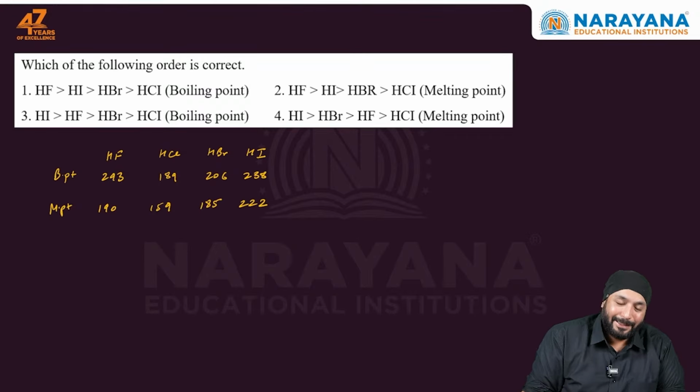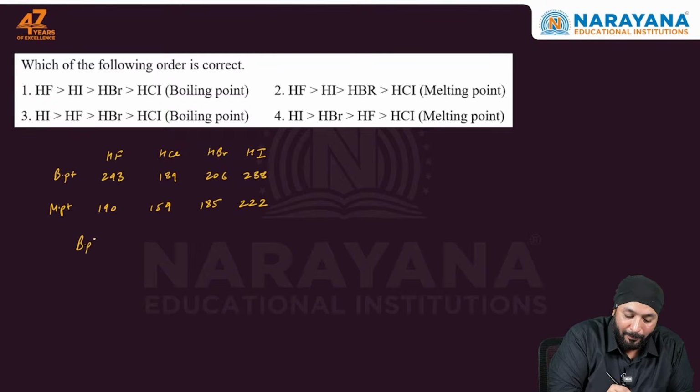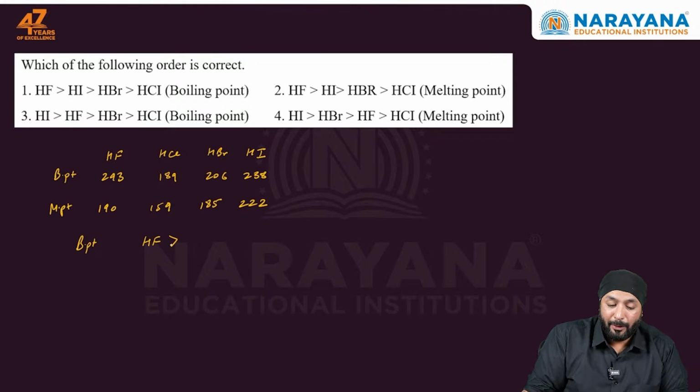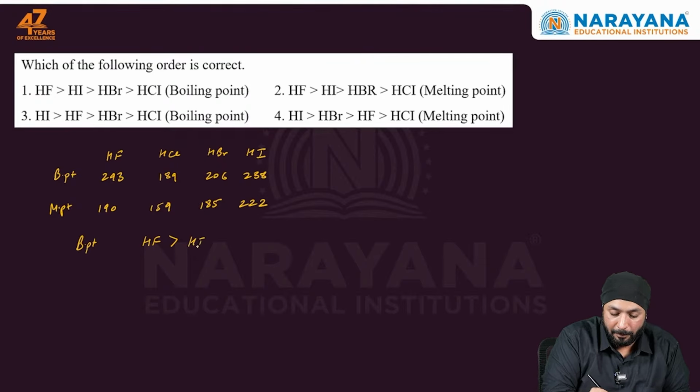Now, if you check the boiling point order, we know that there is hydrogen bonding inside HF. Because of that, HF has a much higher boiling point as compared to the other hydrides of halogens. Then we have HI, then HBr, and then HCl. This is the correct order for the boiling point.